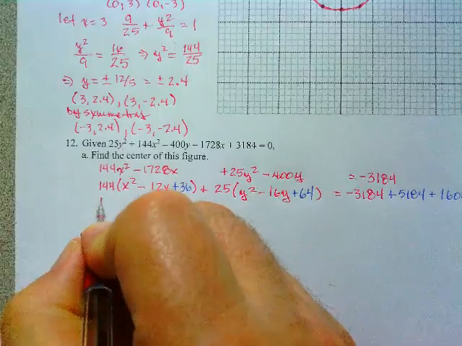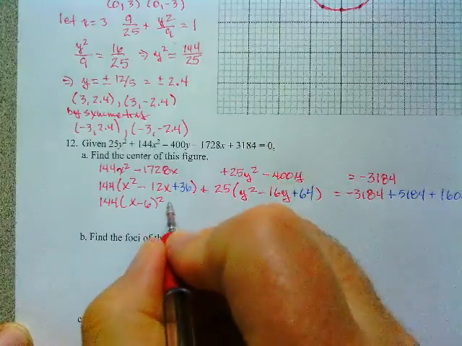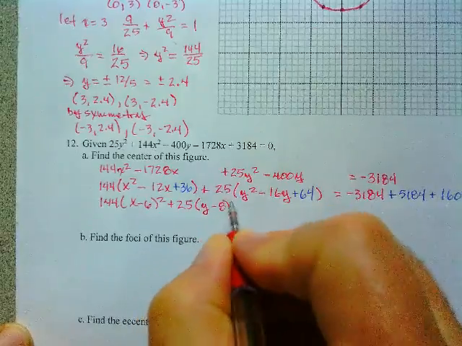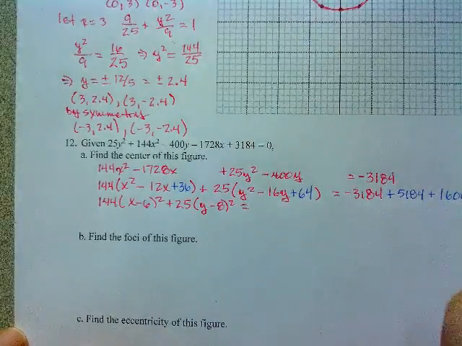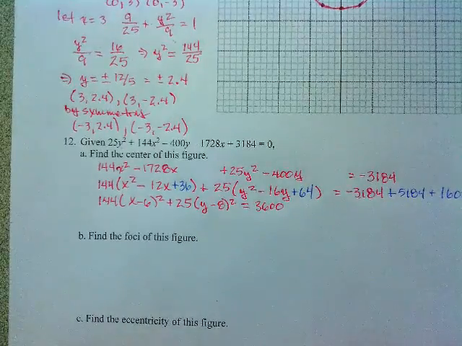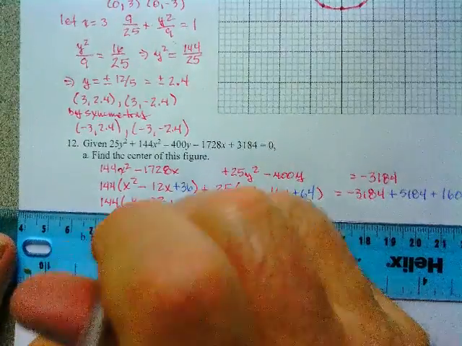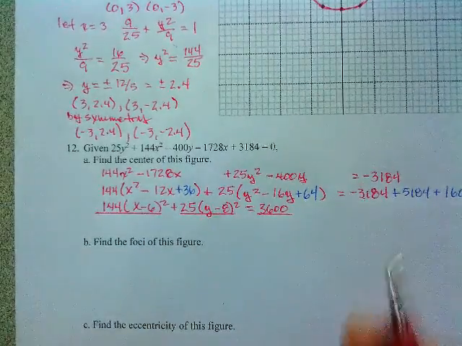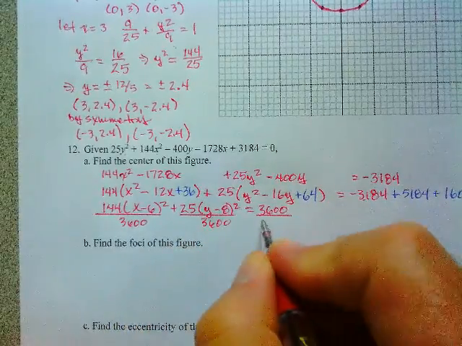So now that'll give me 144 times x minus 6 squared plus 25 times y minus 8 squared equals, putting these two together, we're going to end up with 3600. Then we want to end up with a 1 over here, so we're going to take each one and divide by the 3600. So divide by 3600 here, here, and here.